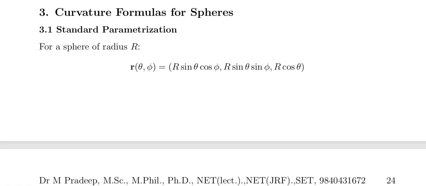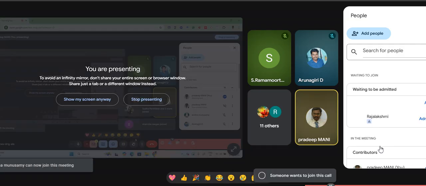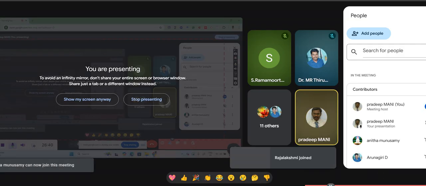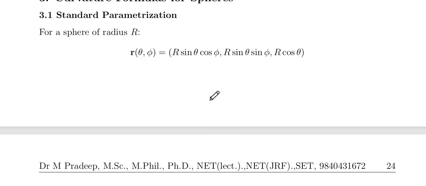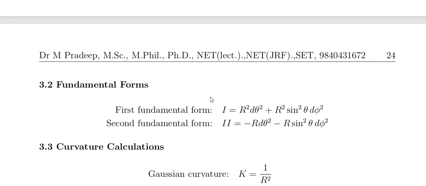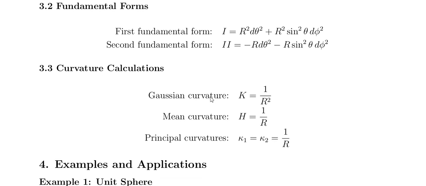And curvature. So this is the spherical coordinate: x = r sin theta cos phi, y = r sin theta sin phi, and z = r cos theta. This is the spherical coordinate. Spherical coordinate means the parametric form. So this is called the first fundamental form, we will see later.